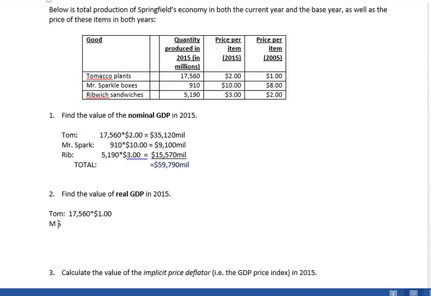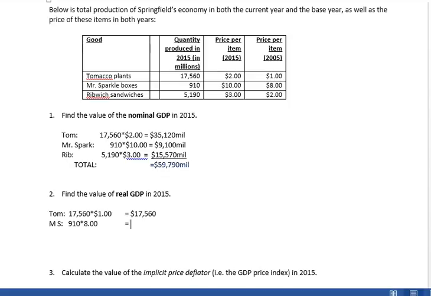Mr. Sparkle. Okay, we've got the 910 boxes. They are $8 each back in 2005. Oops, and I forgot to get a total here. Sorry about that. Let's go back up. Get our total. Okay, so that total is 17,560. All right, whoops, we got too many dollar signs. All right, next is, we'll line those up.